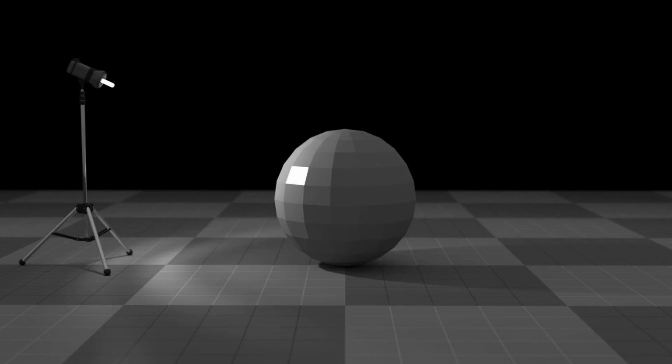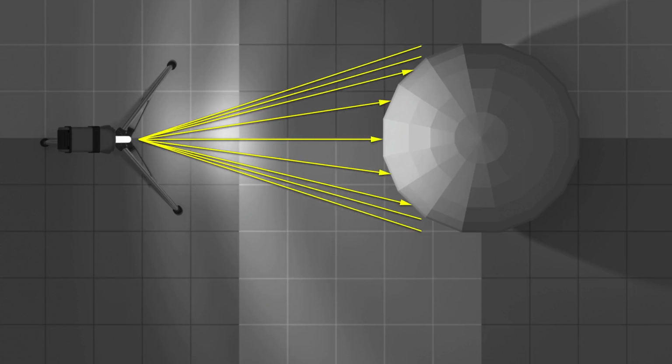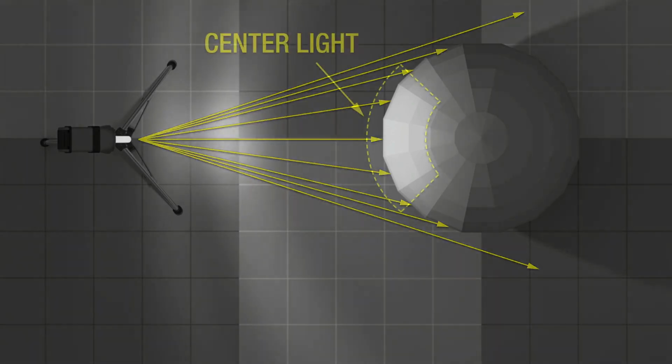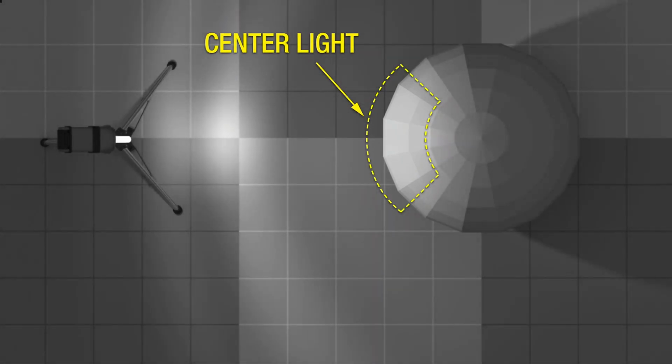If we go to a top view, you can see the lamp and the sphere again. Let's visualize the light rays coming from this lamp. They're fanning out and they're hitting our sphere at different angles. This area I would call the center light. It's not clearly mathematically defined, but I would say it's the planes that face most directly towards the light source.